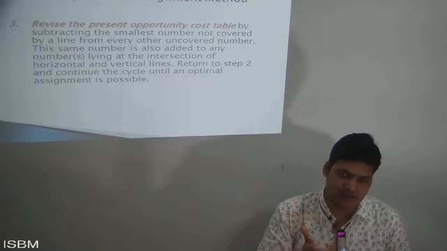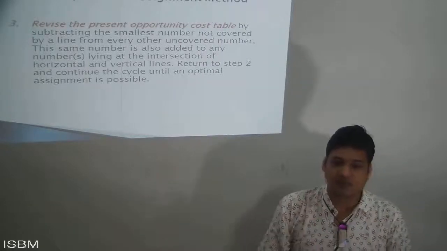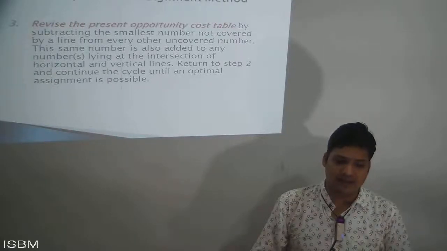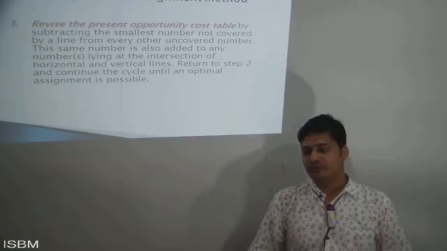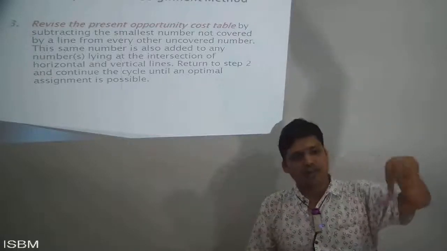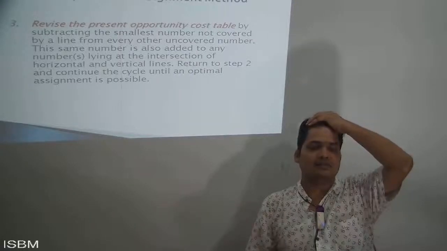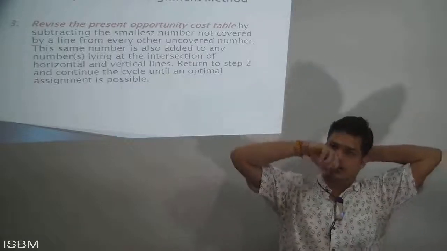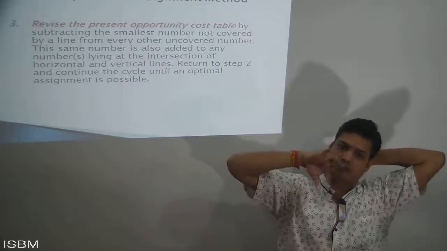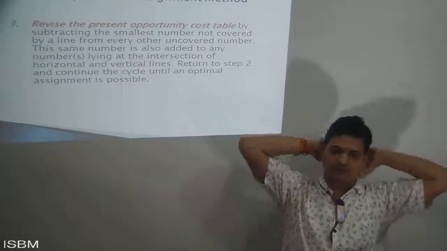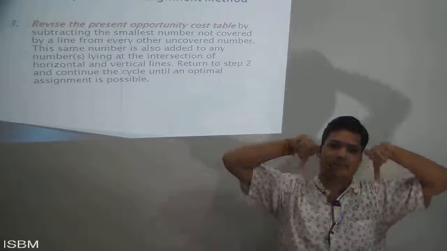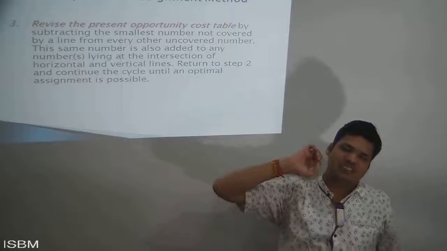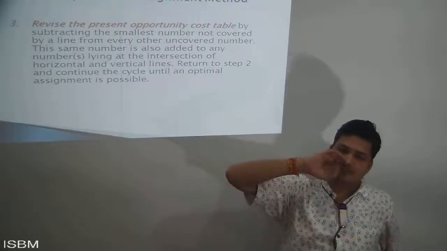If that does not happen, then we have to revise the present opportunity cost table by subtracting the smallest number not covered by a line from every other uncovered number. When we cut, at least 1 or 2 lines have been cut. In the 3 cross 3 matrix, suppose I still have only 1 row. We still need to cut either 1 row or 1 column, or 2 rows or 2 columns. So we check which is the smallest number that has not been cut till now.